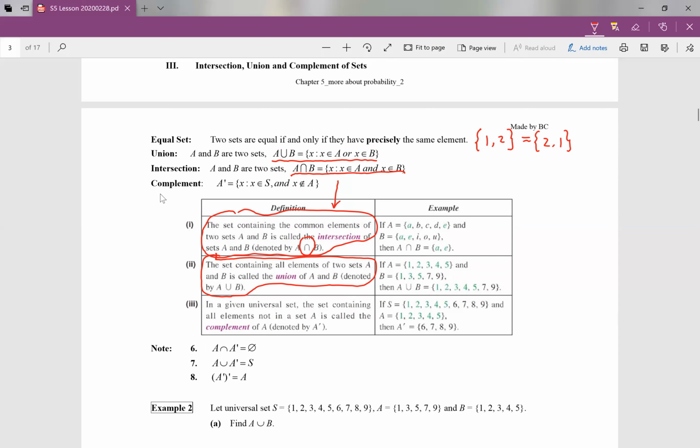Lastly, complement. A complement is considered as the opposite of that set, and is denoted by prime. The complement of A is A prime. For example, look at this example. If the universal set is {1, 2, 3, 4, 5, 6, 7, 8, 9}, and A is {1, 2, 3, 4, 5}, then the complement A prime is the rest of the numbers.